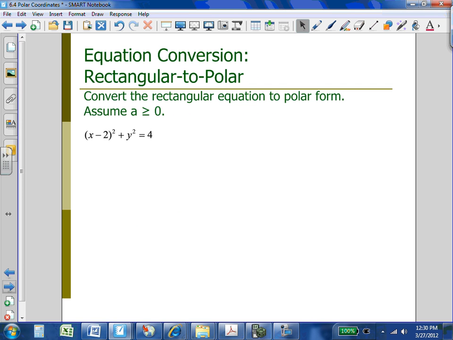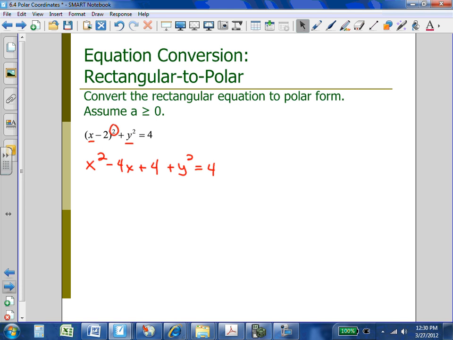So rectangular to polar, I've got an x and a y involved in here, so I'm right away going to take this and this. And in fact, we could do this a couple different ways, but I think right now I'm going to go ahead and evaluate this square on here. So if I squared this binomial, I would have x squared minus 4x plus 4, and then I'm just going to write out the rest, plus y squared equals 4.